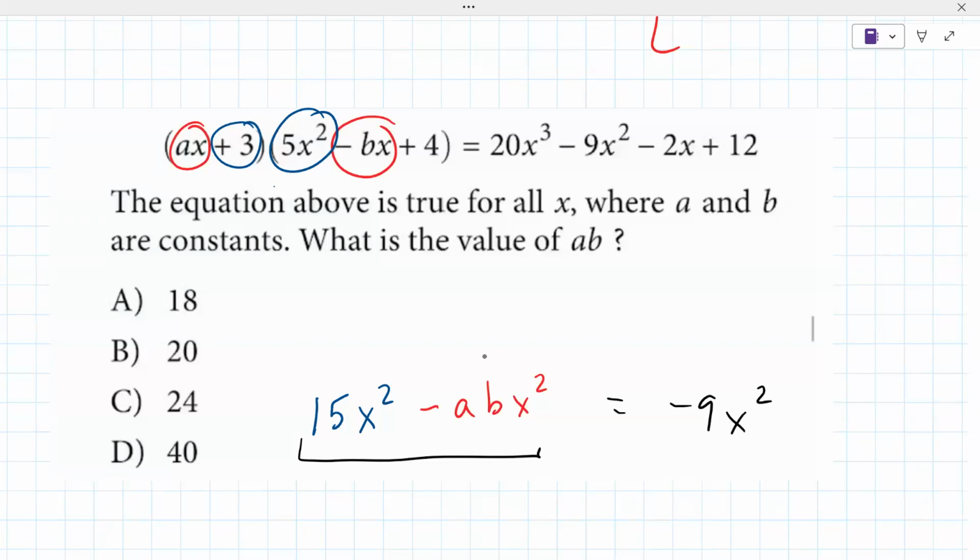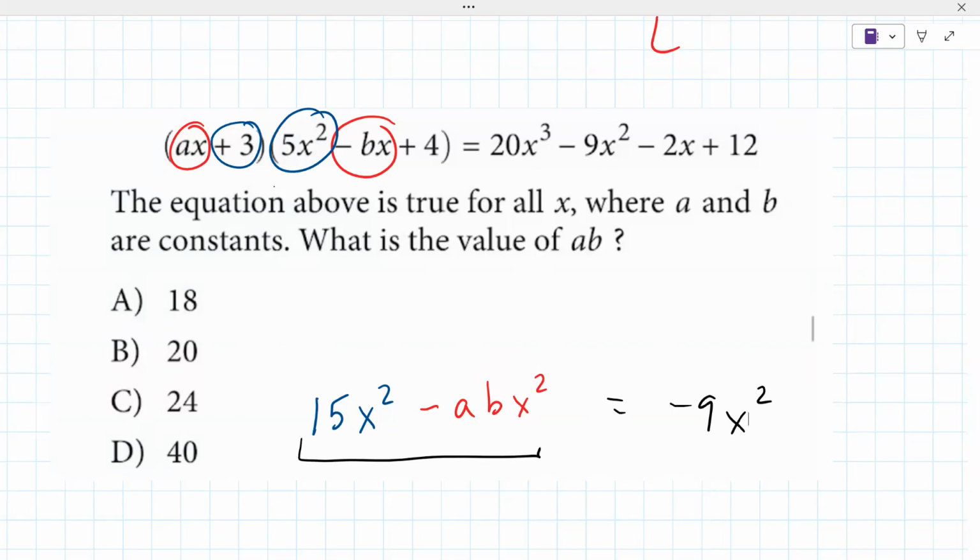Let me know if I've lost you or you see what we're doing to get this. I'm a little confused. Okay.